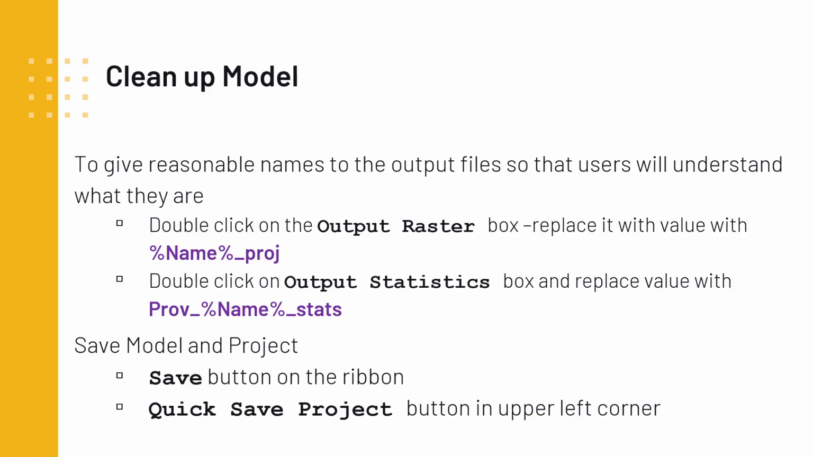You're going to do basically the same thing with the output statistics. So double click on the output statistics box and replace the value there with prov_%name%_stats. Then you're going to save both the model and the project. So you're going to click the save button in the ribbon, which is going to save your model. And then you're going to go to the quick save project button up in the upper left corner, just to make sure everything is saved and ready to move on to the next step.